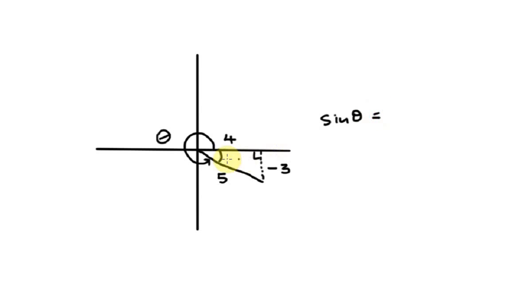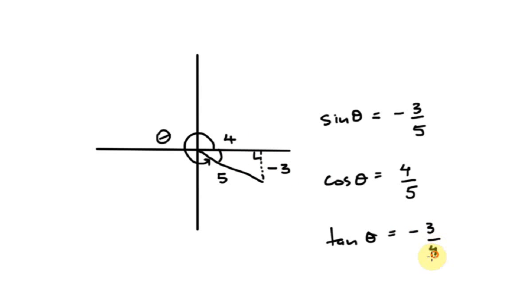Sine of theta would be negative 3 over 5, so that's negative. Cosine of theta is positive 4 over 5, so that's now gone positive. And finally, tangent of theta is equal to negative 3 over 4, so it's negative. So here's the conclusion in quadrant 4: only the cosine is positive. The other 2 are negative.